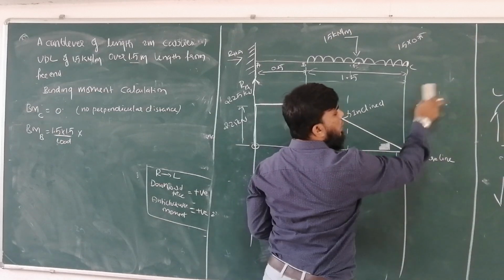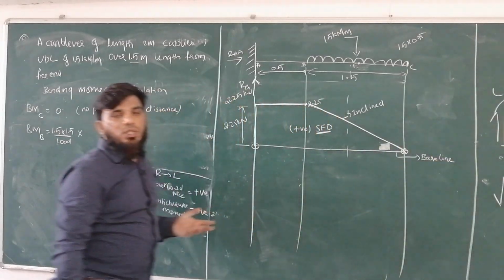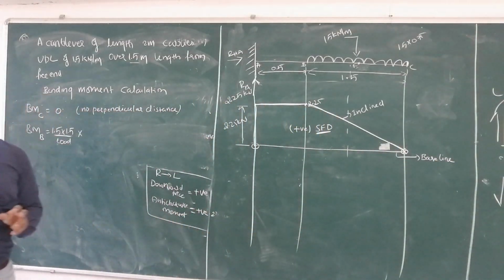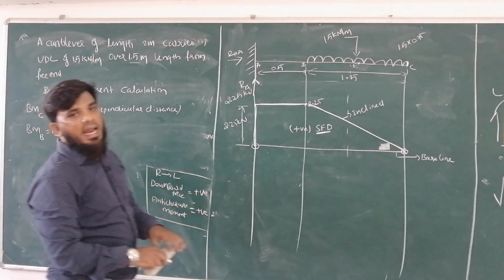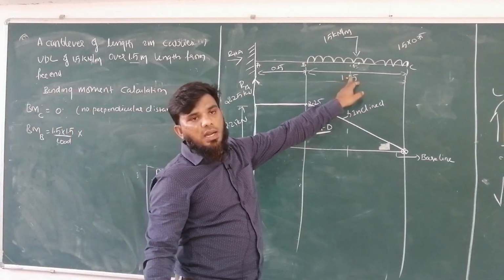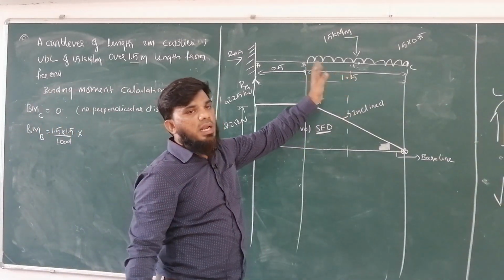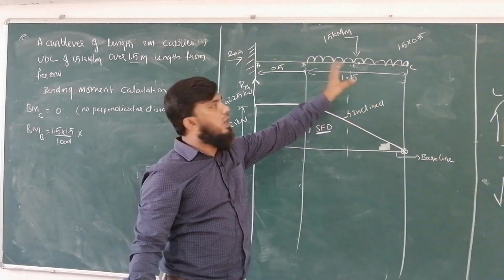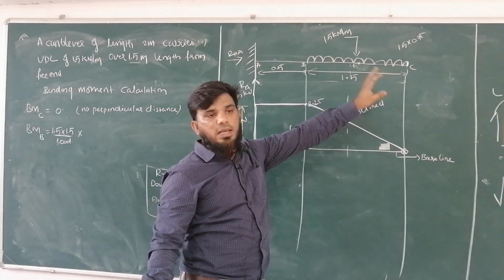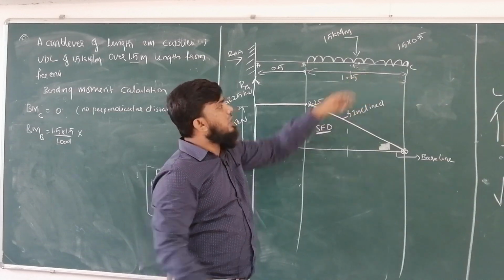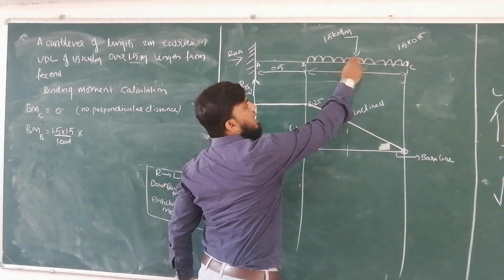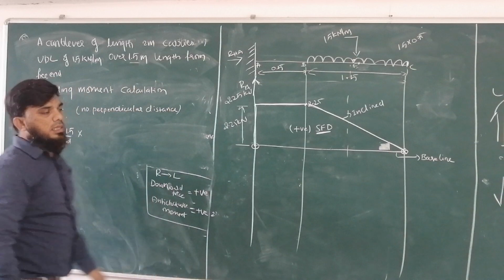But this is a UDL. You don't know where it is actually acting or where it is actually concentrating. So whenever a UDL is given, it will obviously act at the CG of the length. CG is nothing but half of the length. So what is the length for which it is there? Half of it will be acting. So its CG will be present exactly at half of its length.